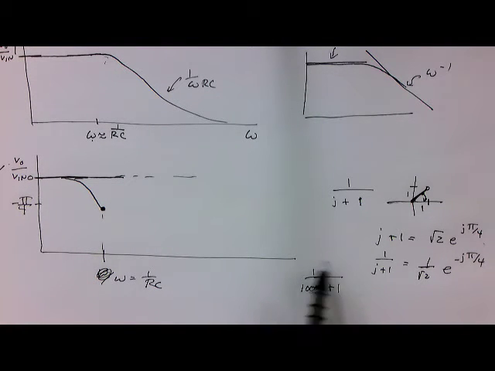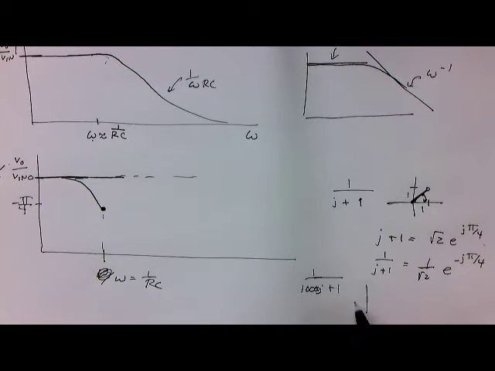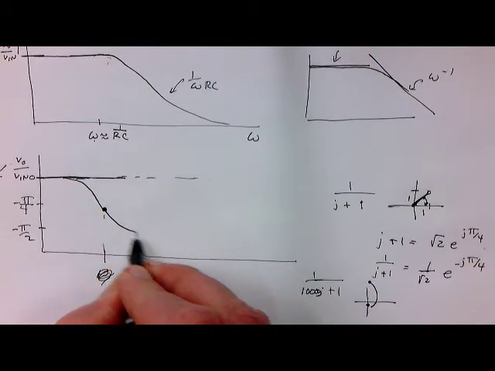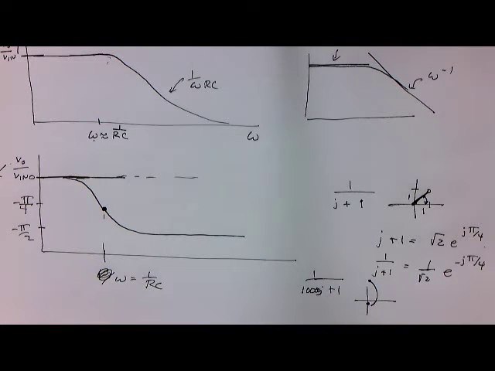So if I were to plot the point 1 over 10,000 j plus 1 in the complex plane, where would it sit? Well, 10,000 j plus 1 would sit very close to 90 degrees, right? Therefore, 1 over 10,000 j plus 1 would actually sit very close to negative 90. So negative pi over 2. So as I get to very high frequencies, I'll asymptotically approach negative pi over 2. Okay, so that's one interpretation of phase, it just tells me what angle the complex number is at.